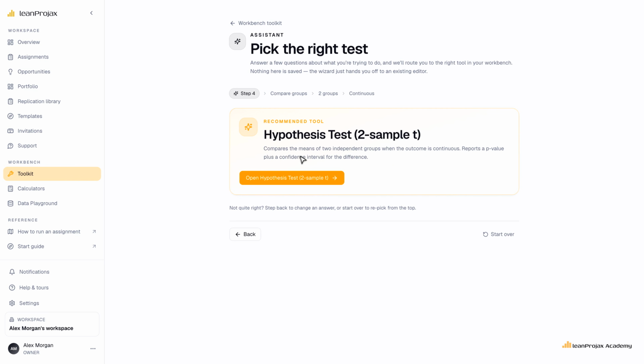Hypothesis test, 2 sample T, and read why it chose it. Compares the means of 2 independent groups when the outcome is continuous, and reports a p-value plus a confidence interval for the difference. Notice what the wizard didn't do. It didn't ask you to remember what a t-test is. It asked what you have and what you want to know.